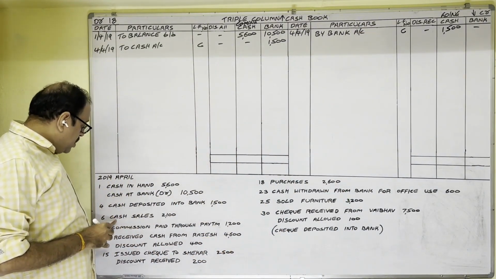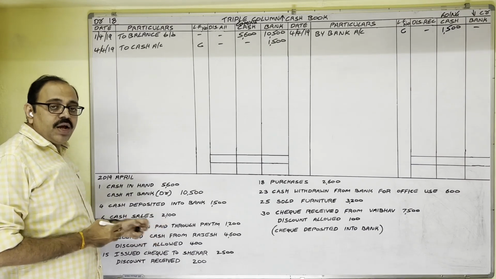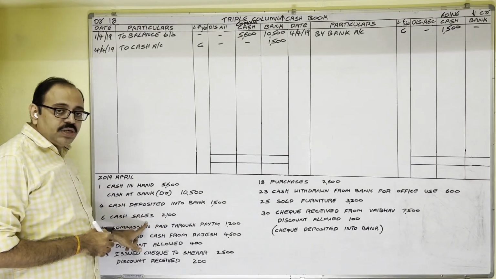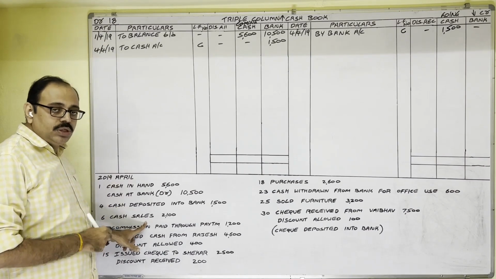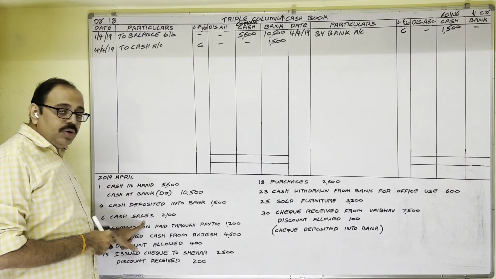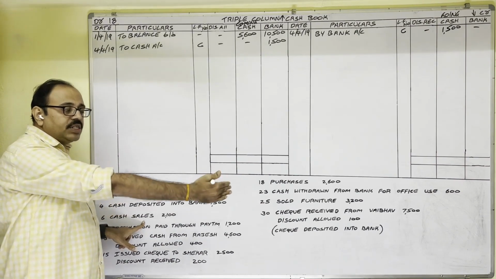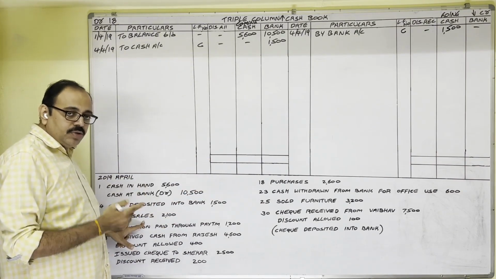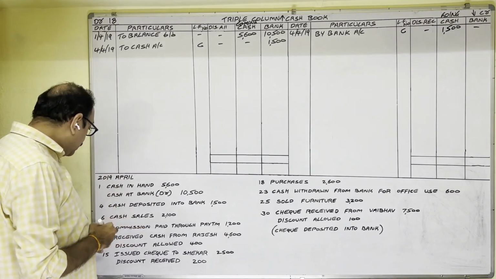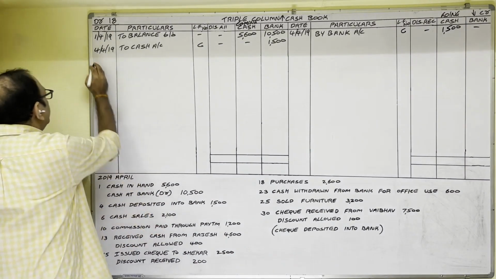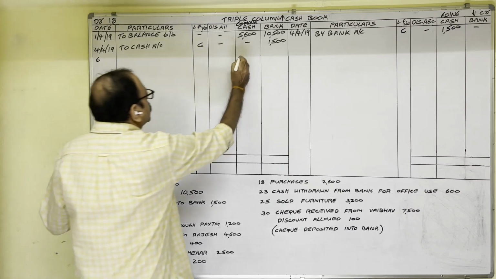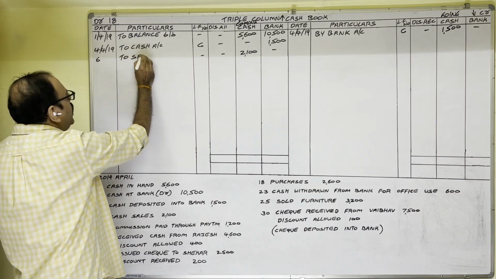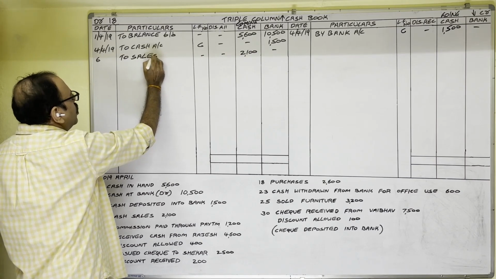Next, 6th date. Cash sales 2100. What are we selling? Not given in the question. Means we sold goods, and for cash we sold. So from the customer cash is coming and the goods are going. Cash is coming, so debit side, cash column, 6th date, 2100 rupees in the cash column. When goods are sold, in the particulars column we have to write to sales account.